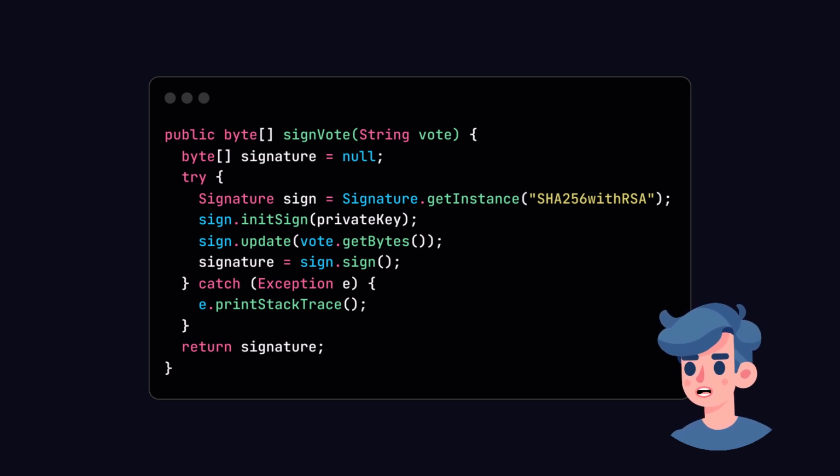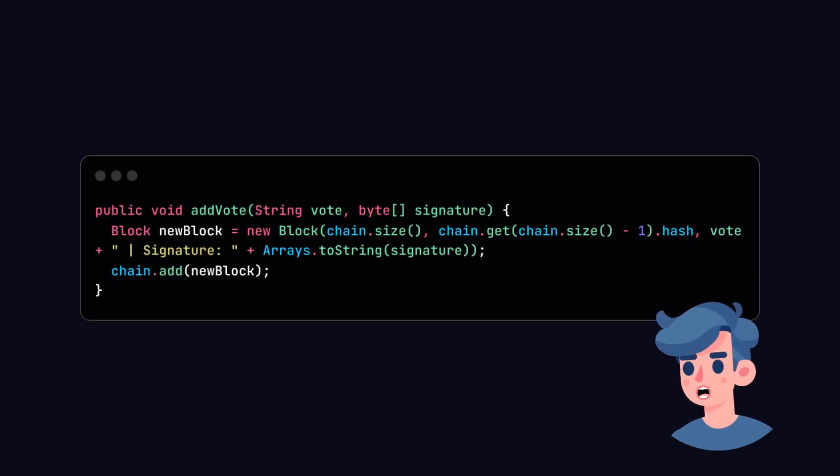Next, we'll implement the functionality to sign a vote using the private key. This means a vote is not merely added to our blockchain. It is securely encrypted to ensure authenticity. With the signVote method, we create a digital signature for the vote. Next, let's modify our Blockchain class to take a signature along with the vote. This addition will ensure that each vote signed with the voter's private key is verified with their public key.